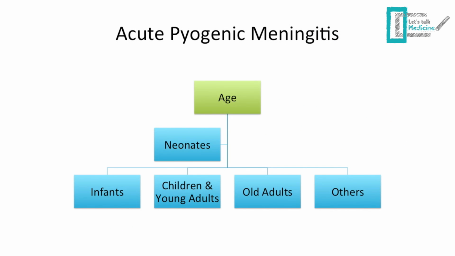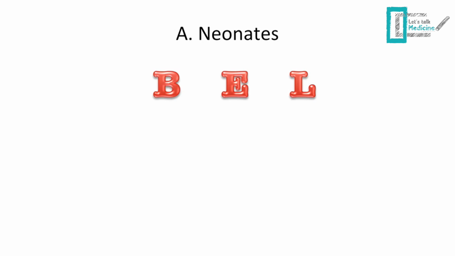So now we are going to talk in detail about acute pyogenic meningitis, which is also called bacterial meningitis. Bacterial meningitis in general is classified according to the age group of the patient. So we have neonates, which are under 1 month old, infants, children and young adults, and the elderly, and we will finally talk about specific populations like immunocompromised patients. Now we will mention the most common organisms that cause bacterial meningitis in each age group, starting with neonates.